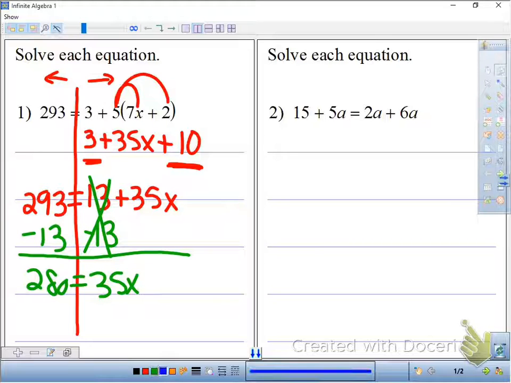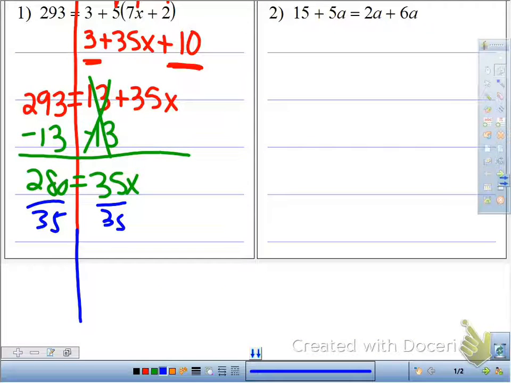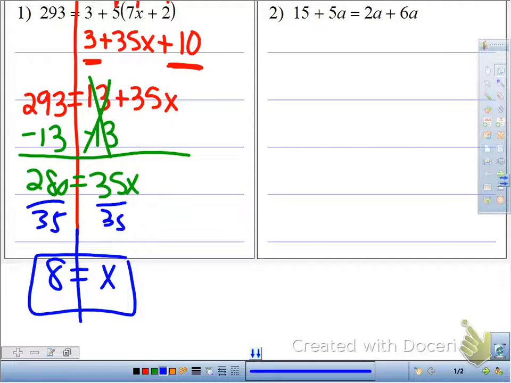So finally my last step, once I get them on opposite sides, I'm going to need to divide. I'm dividing both sides by 35, and I apologize, I'm running out of space here. But 280 divided by 35 is 8. So I'll put it off the side here. I don't like doing this. Let me drop this down here. So 8 equals x. And that would be my first one.